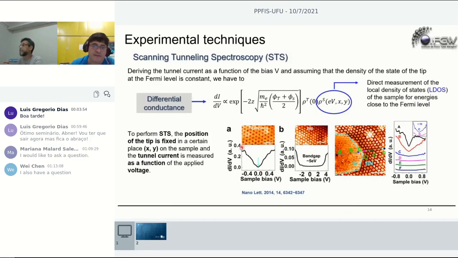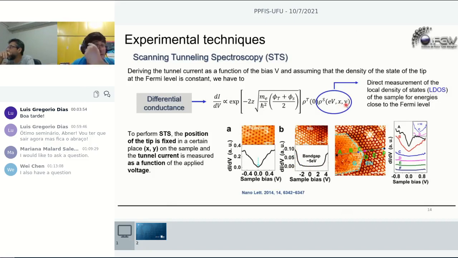This is one example. We have graphene, and here we have the differential conduction that is very representative of the density of states of the graphene with this typical V shape. If you go to HBN, hexagonal boron nitride, this is a kind of insulator, and we expect to see this large band gap.